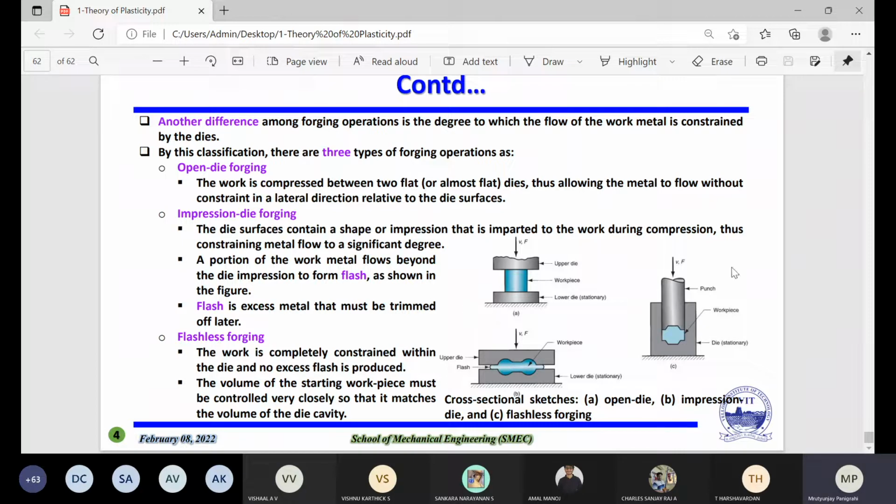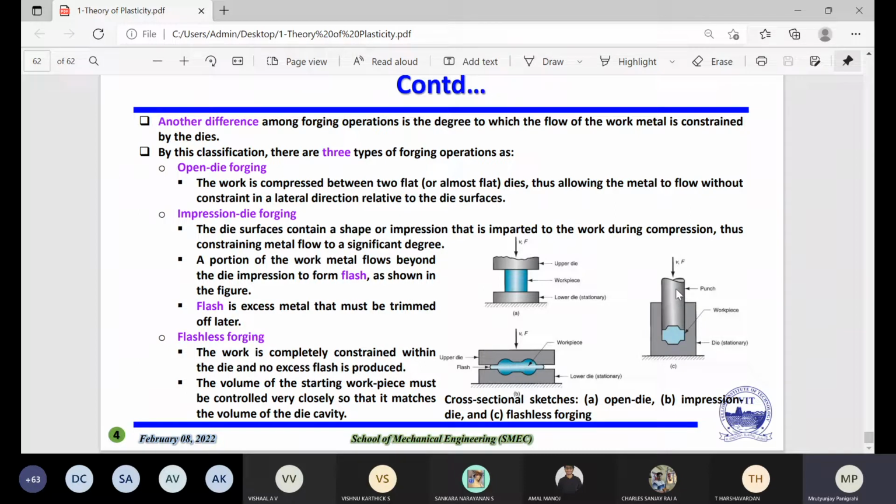And the third one we have is flashless forging. So what is happening in flashless forging? The work is completely constrained within the die, and no excess flash is produced. You can see here, this is the workpiece in between, and this is the die, and the die is stationary, and you have the punch here. So you are pushing within the die, because this die is, you can see here, and there is a gap, and the punch is coming within the die here.